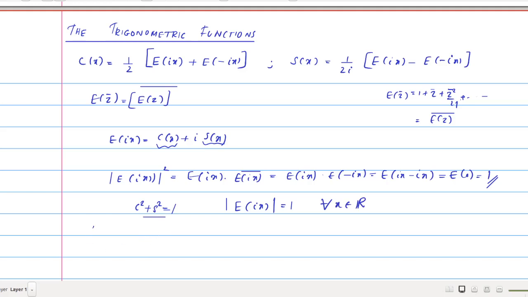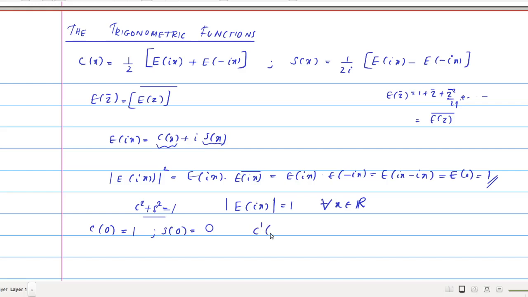Now what is c of 0? By definition, c of 0 is e of 0 plus e of 0, that is 2 times e of 0, that is 2 divided by 2, that is 1. And similarly s of 0 is e of 0 minus e of 0, that is 0 itself. So we have s of 0 equal to 0.